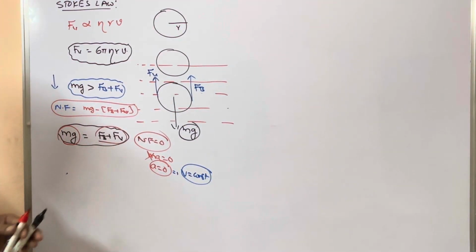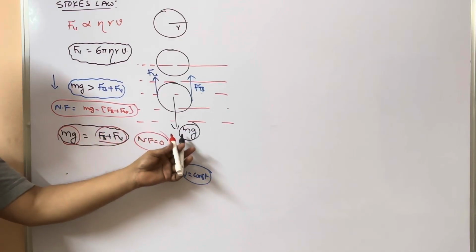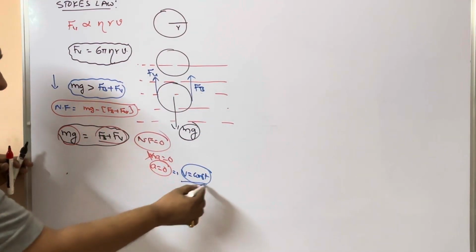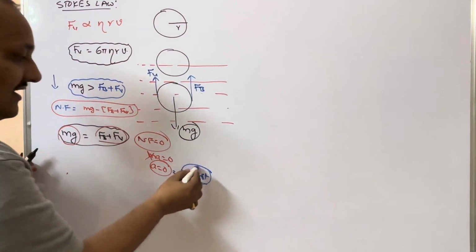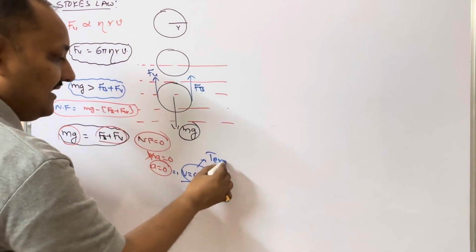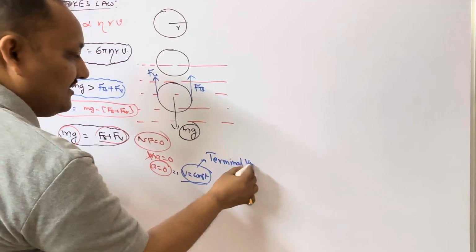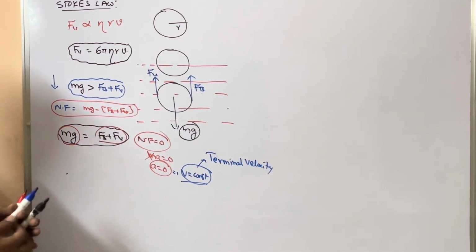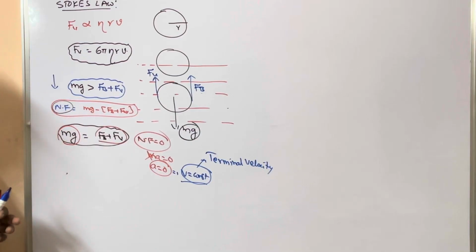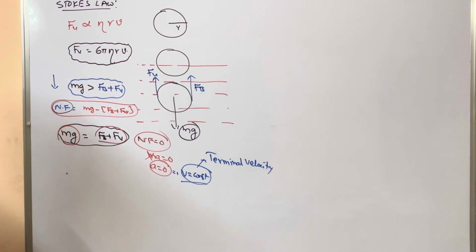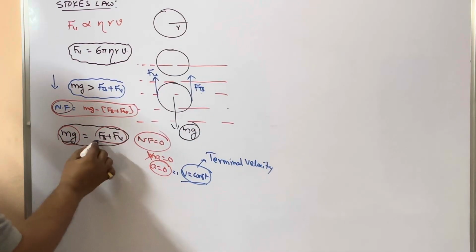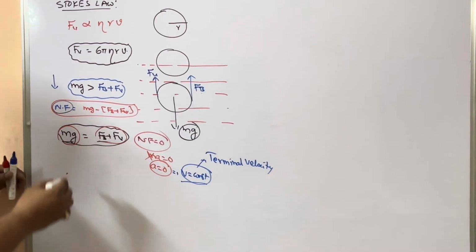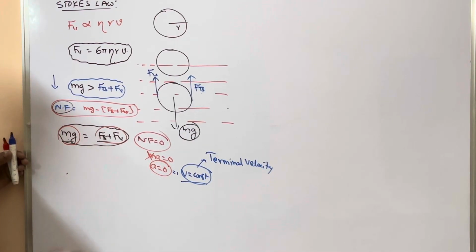After some amount of time, when the weight of the object is equal to the sum of buoyancy and viscous force, the object is moving with constant velocity. This velocity we call terminal velocity. Till then, velocity may increase according to the net force ma equation, but whenever these two forces are equal, it will be moving with terminal velocity. At that time, how this equation will change, we will see.